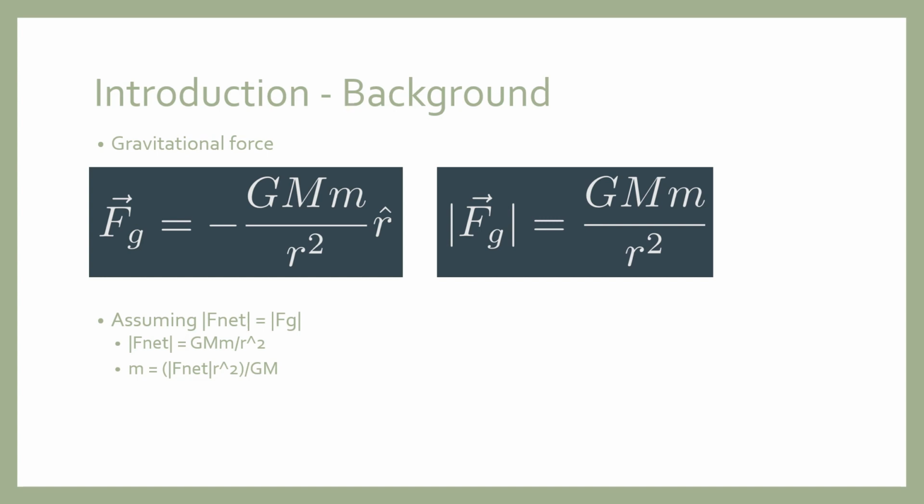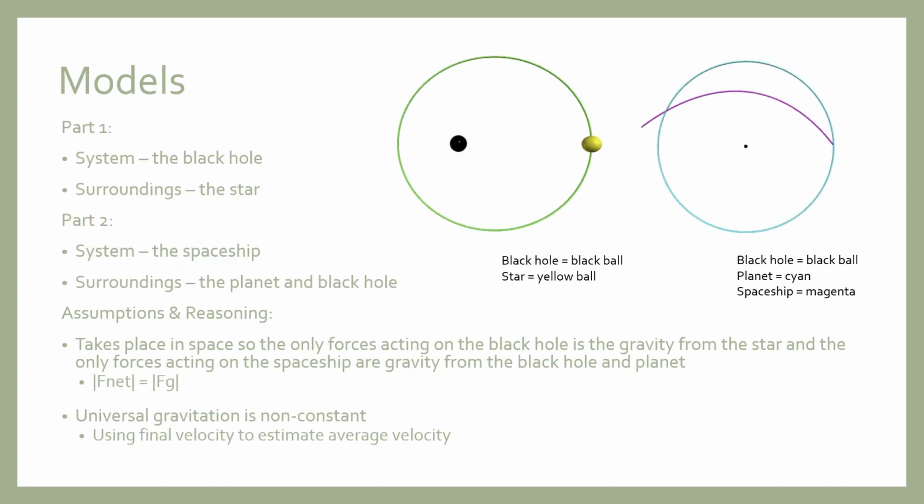In part 1 of the experiment, the system was the black hole and the surroundings was a star. In part 2, the system was a spaceship and the surroundings were the planet and black hole. I assume, since this takes place in space, the only force acting on the black hole is the gravity from the star. The only forces acting on the spaceship are gravity from the black hole and planet, allowing us to set Fnet equal to Fg.